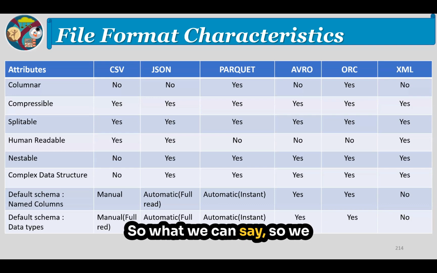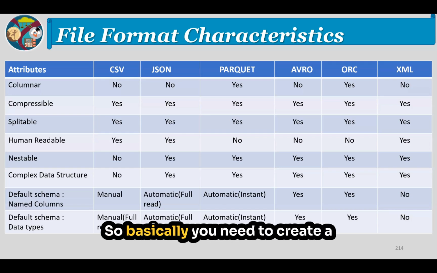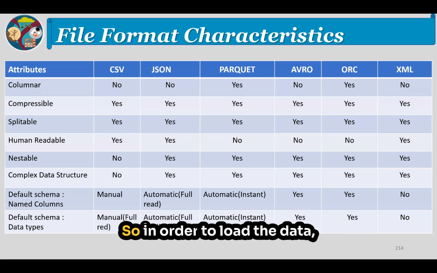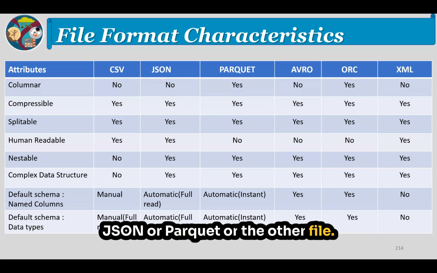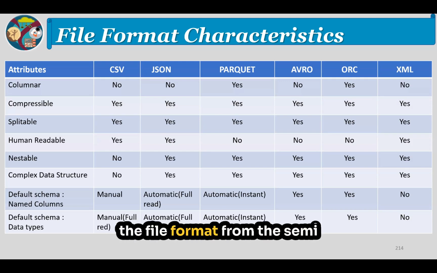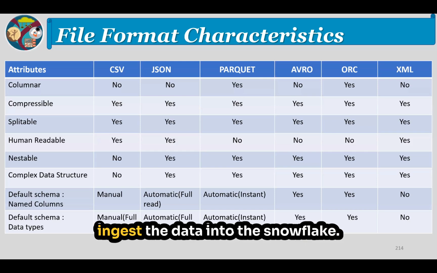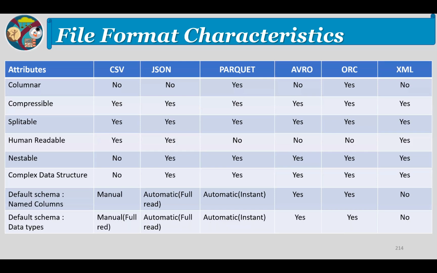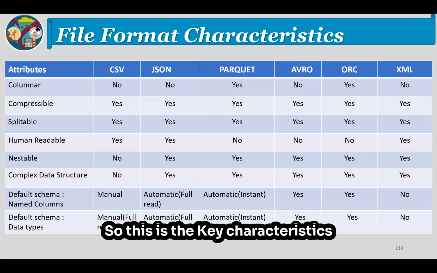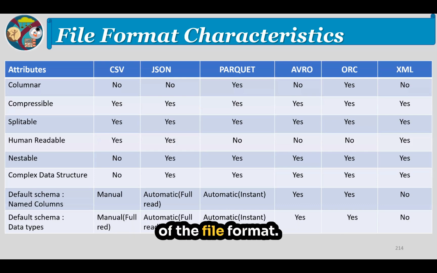So we need to deal with semi-structured data with a different approach. Basically, you need to create one variant table and load the data into that variant table. From there, we will process it. In order to load the data, we need to use a semi-structured file format, which could be either JSON or Parquet or another. You are going to use one of the semi-structured file formats and ingest the data into Snowflake. So these are the key characteristics of the file format.